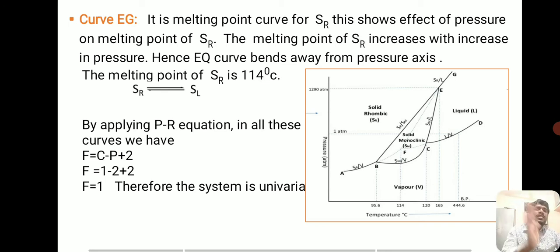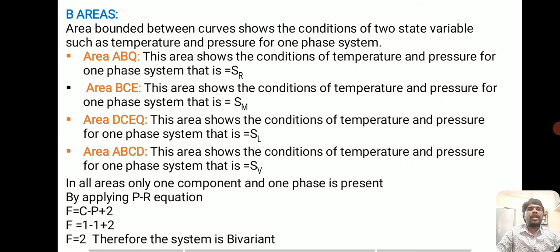So in all these curves we have two phases and one component. By applying the phase rule equation, we get F is equal to 1, that is, the degree of freedom is 1. So it is univariant. Coming to the areas.